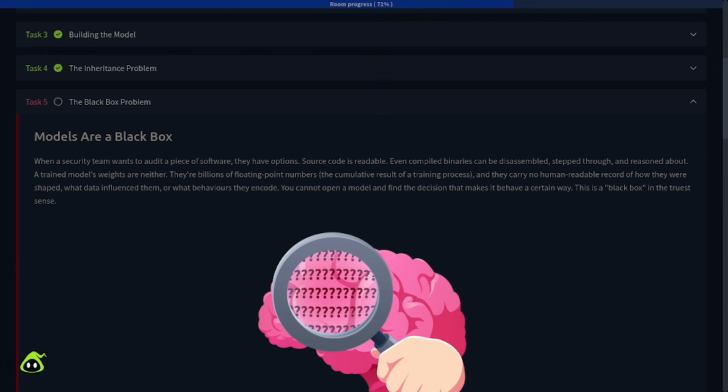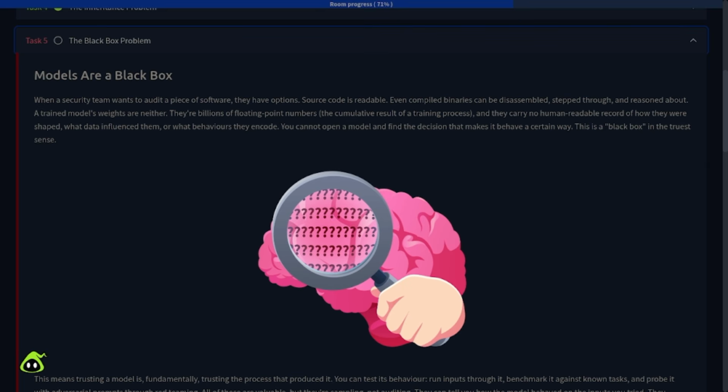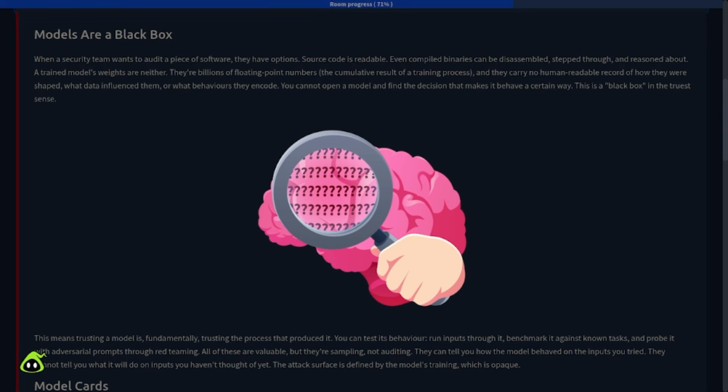Let's jump on to task number 5. Models are black boxes. Black box means that you don't know what is behind it, and white box means that you know what is behind it. When security teams want to audit a piece of software, they have options. Either the source code is readable, or even compiled binaries can be disassembled, stepped through, and reasoned about. Trained model weights are neither. They are billions of floating point numbers, and they carry no human-readable record of how they were shaped, what data influenced them, and what behaviors are encoded. You cannot open a model and find the decision that it makes in a certain way. This is a complete black box.